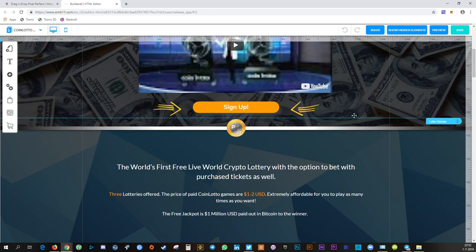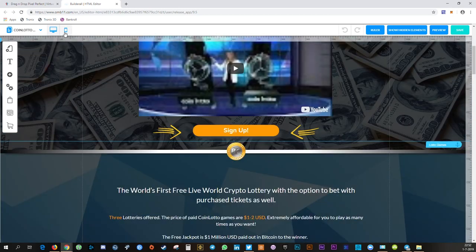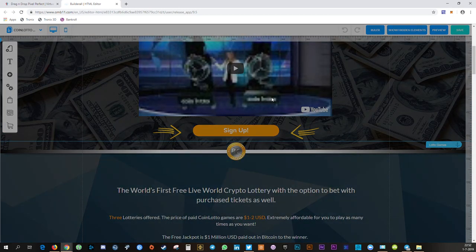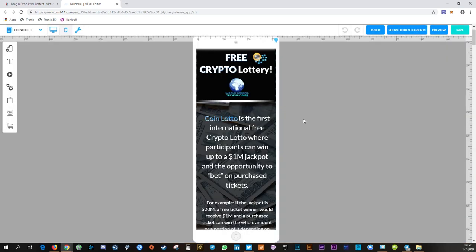It's a little harder to create this in my experience on mobile, because the desktop version is a lot easier and you just have a lot more space, and with the mobile version you have to manually drag everything into it. So it takes a little bit of time, but after you finish it, it looks something like this.